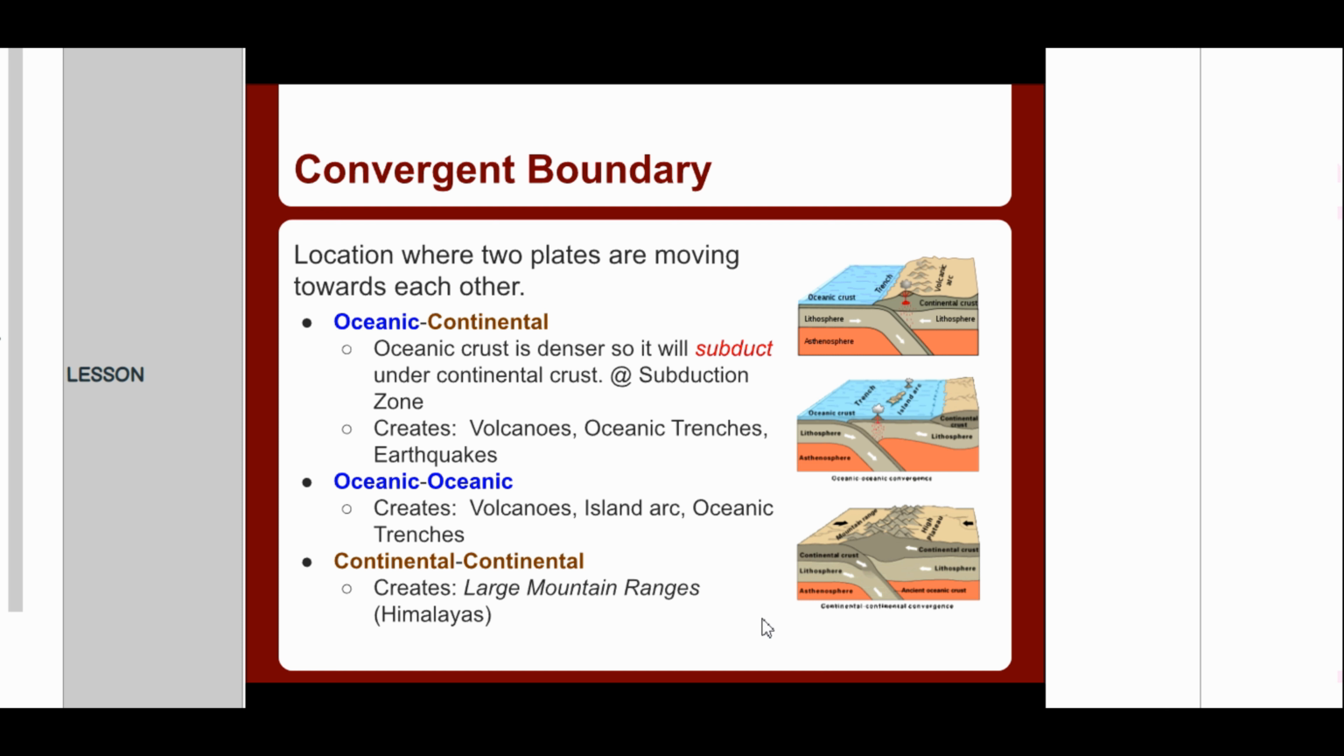So when this happens, you're going to have mountains like the Himalayas that are these big, long mountain ranges. You still have subduction here. One is going underneath eventually, but they get pushed up more so than they get pushed down.